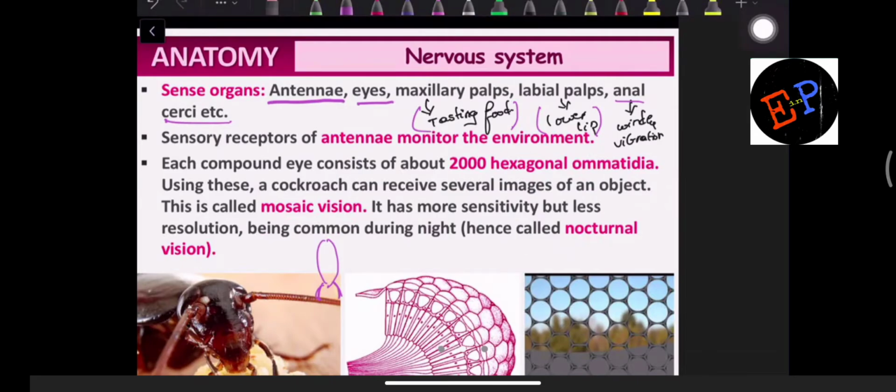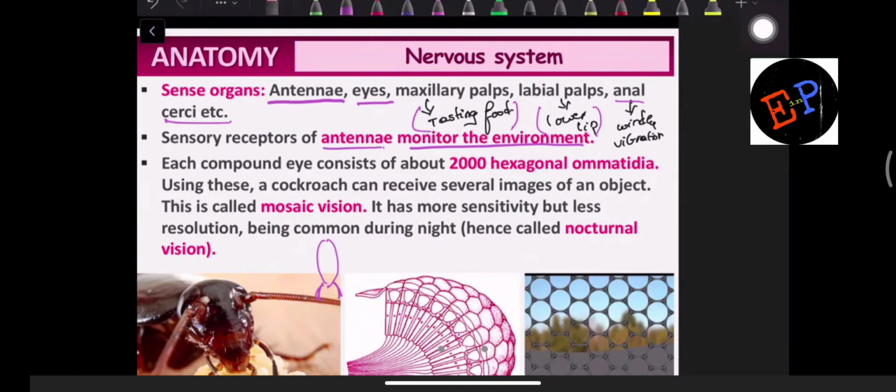So sensory receptors of antennae monitor the environment. So what is the function of antennae? Two antennae will be present, no? What is the function of antennae in the case of cockroach? They are responsible for supervising or monitoring the environment. That is the function of antennae.